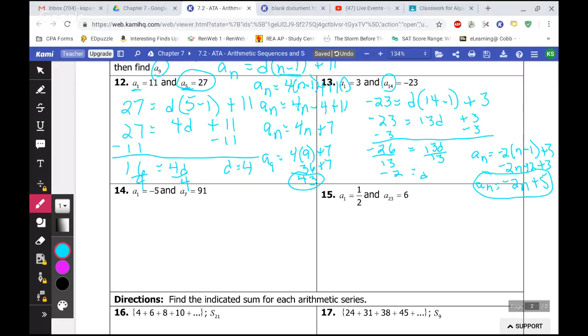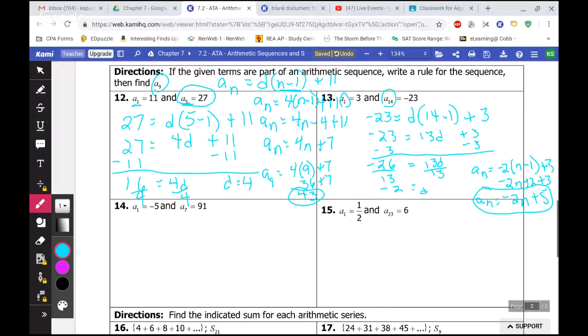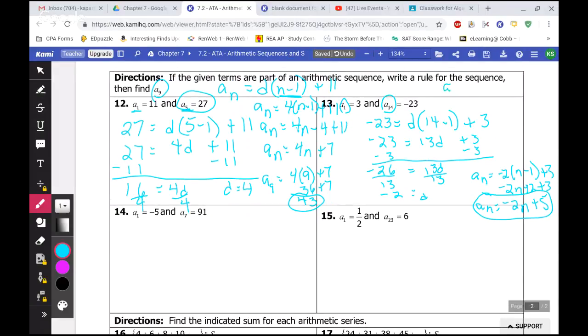So to find a9 for this one, we'll plug in negative 2 times 9 plus 5. So this will be negative 18 plus 5. And negative 18 plus 5 is negative 13. So the value of the 9th term in that sequence is negative 13.